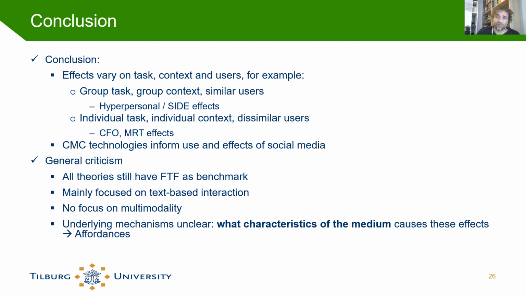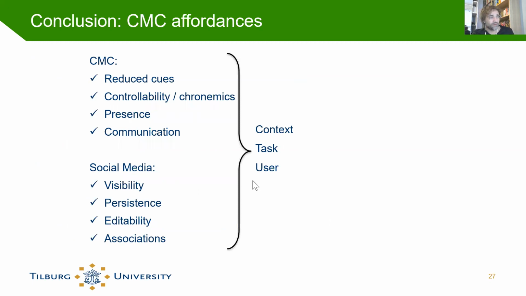I think affordances, so focusing more not only on, well, we can explain it here. So CMC theories tend to focus on reduced cues, controllability and chronemics, time-based aspects of online communication, on social presence and on the interaction itself. So theories of computer-mediated communication focus on these four that you see on screen here.